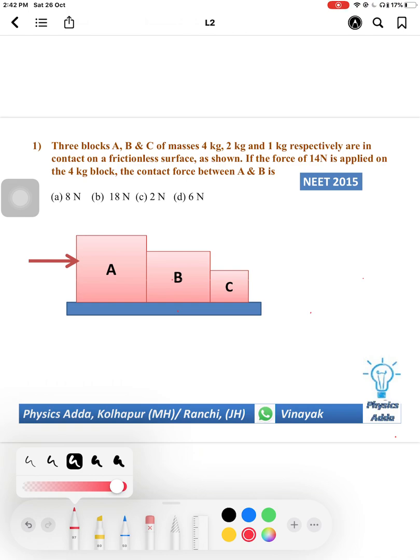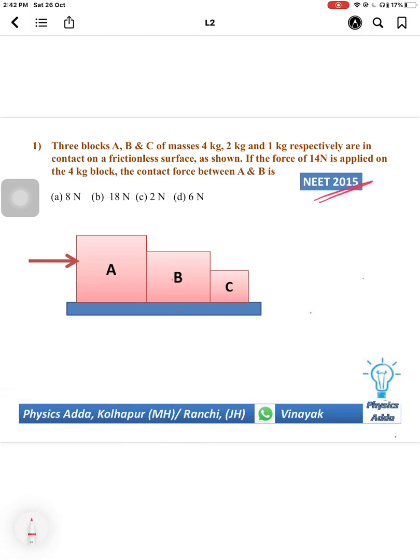This question was asked in NEET 2015. So for solving this question, you need to understand the concept of constrained motion.